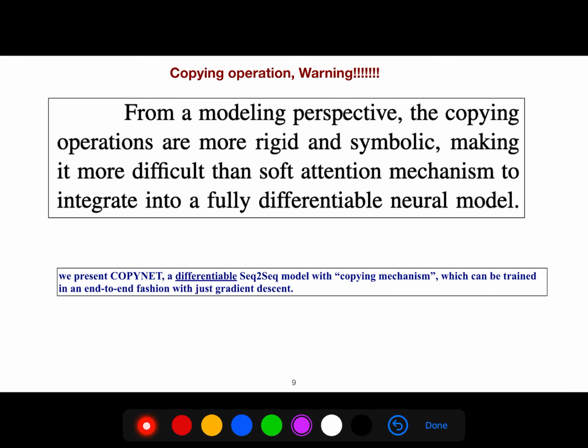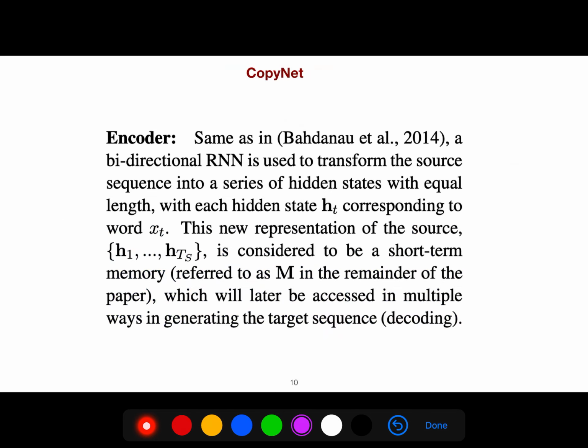From a modeling perspective, the copying operations are more rigid and symbolic, making it more difficult than soft attention mechanism to integrate into a fully differentiable neural model. This is the problem that I was talking about. So we present CopyNet in a differentiable way. How? We just use addition with copying mechanism, which can be trained in an end-to-end fashion with just gradient descent.